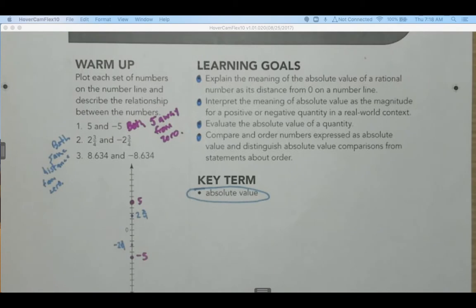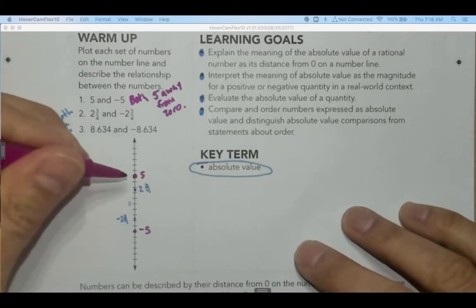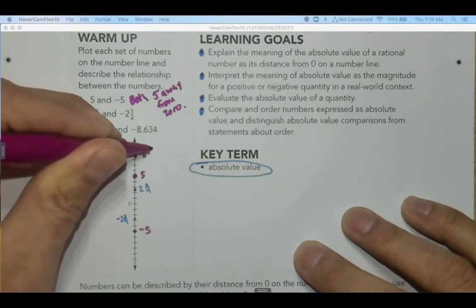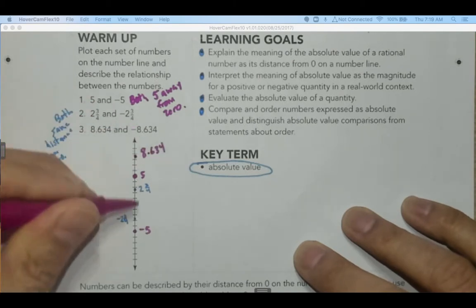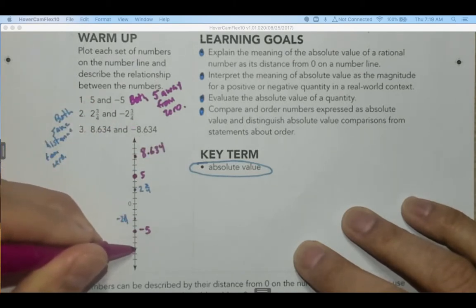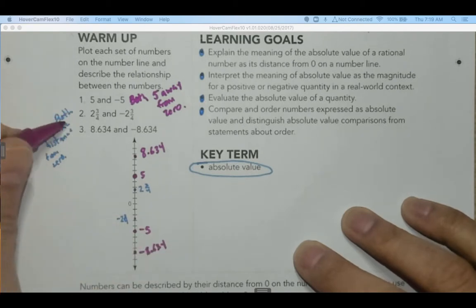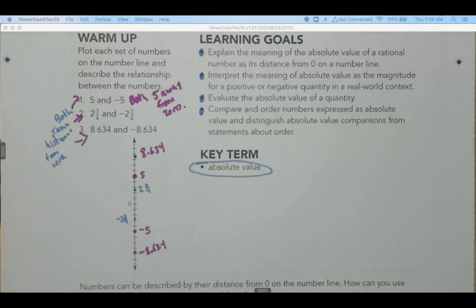Okay. And then last, we have 8 and 634 thousandths. And then we have negative 8 and 634 thousandths. And they're both the same distance away from 0. So a number and its opposite are the same distance away from 0. That is the important thing to remember here.